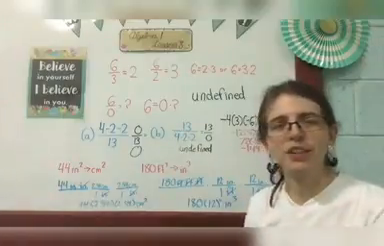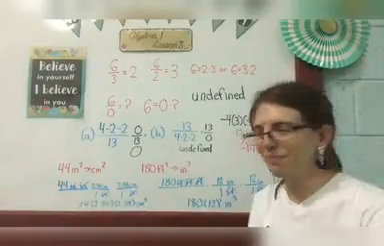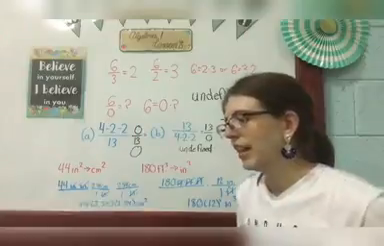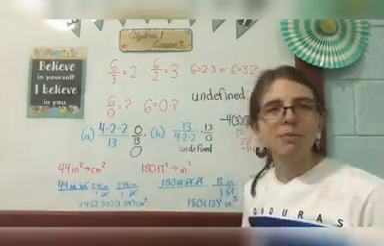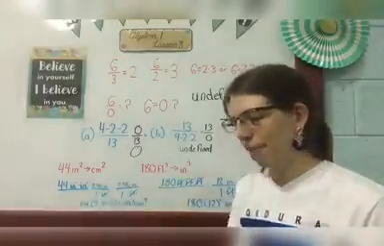All right, let's pause your video and do your practice. Okay, I'm going to read your answers. Letter A should be undefined because you ended up with 0 on the bottom. B should be 0 because you ended up with 0 on the top.